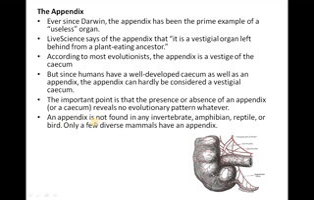An appendix is not found in any invertebrate, amphibian, reptile, or bird. Only a few diverse mammals have an appendix. So, this is the vermiform appendix, present in the cecum area.